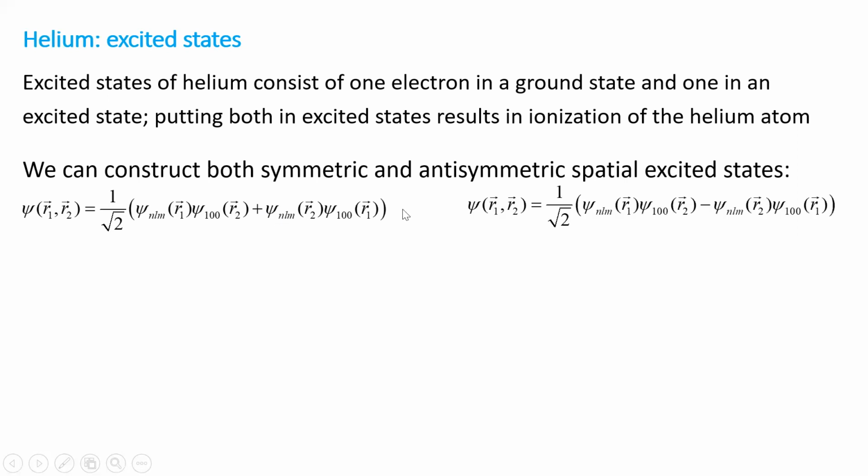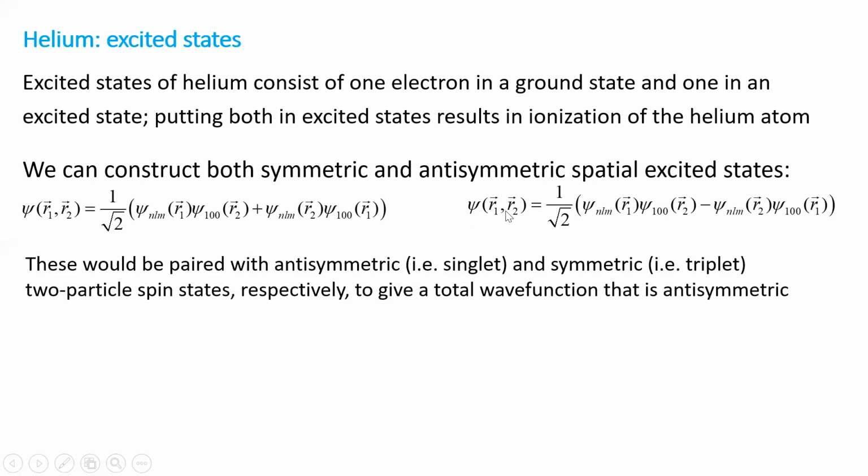And the anti-symmetric would be the same thing, except we have 1/√2, the same thing with a minus sign. So if we switch R1 and R2 here, we get the negative of, so psi R2 R1 is minus psi R1 R2, as it should be for an anti-symmetric spatial excited state.